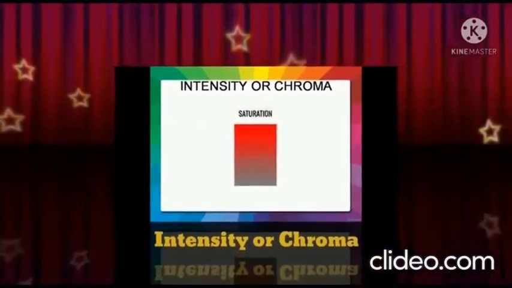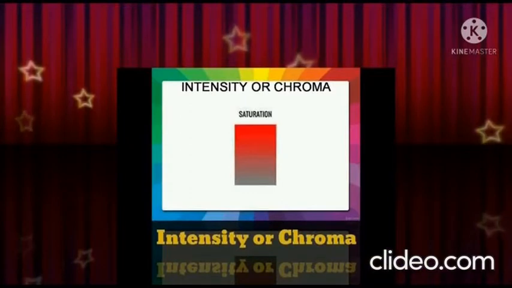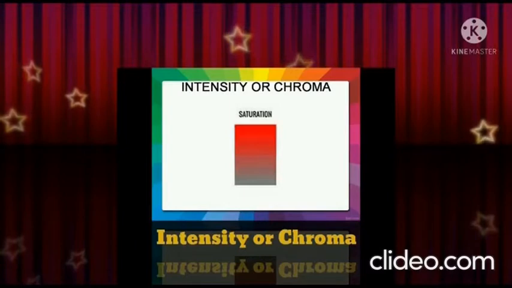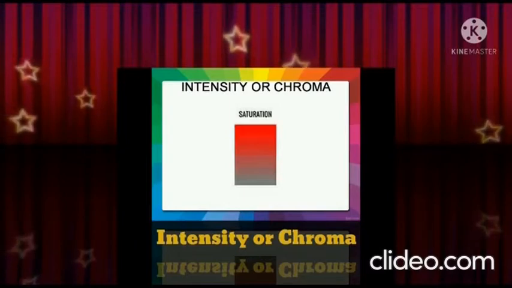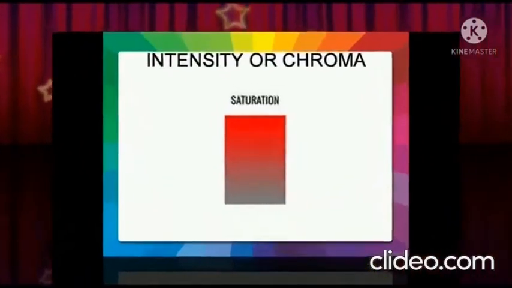Chroma or intensity. Chroma is the third quality or dimension of color, which indicates the brightness or dullness of the color. It refers to the degree of color intensity, strength, saturation, or purity of a color. The purity of color refers to its freedom from white, black, or gray color.